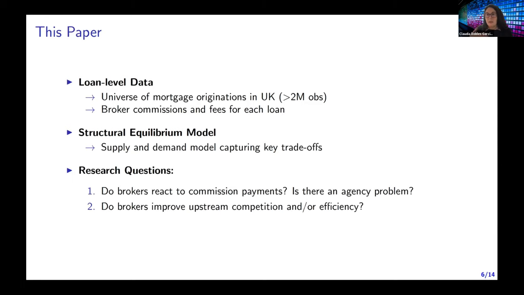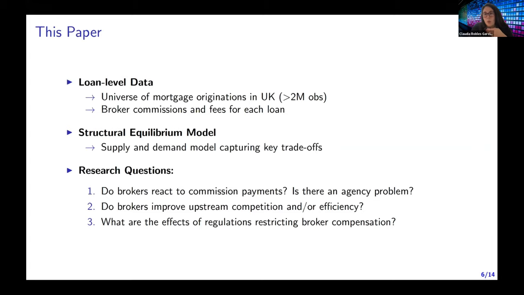Is it the case that because brokers are there, competition amongst the banks is higher, or whether there's some sort of efficiency gains by having brokers in this market? Now, once I have quantified both sides of the trade-off, I can actually simulate new regulations. And in particular, I'm going to be interested in what would happen to consumers if the regulator was to restrict the way brokers get paid.